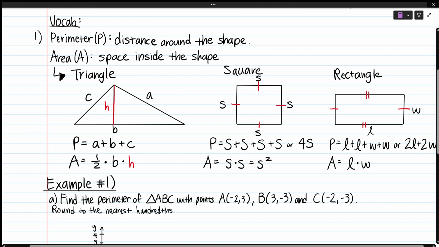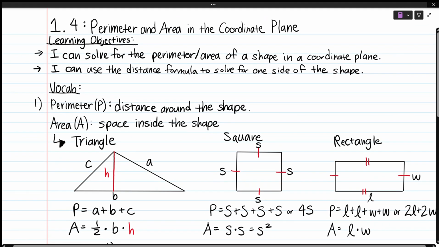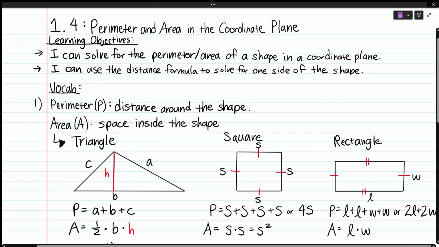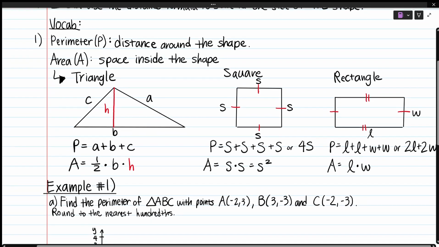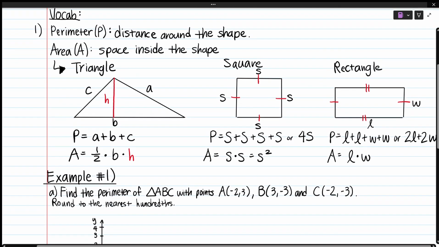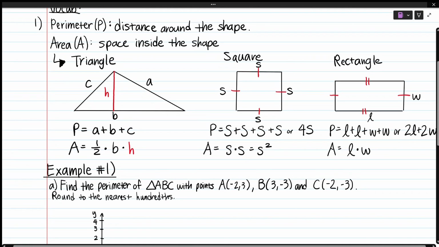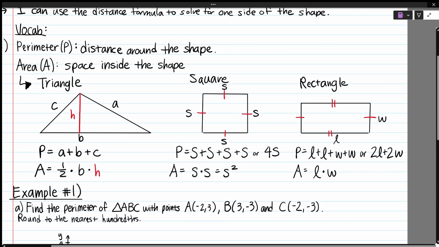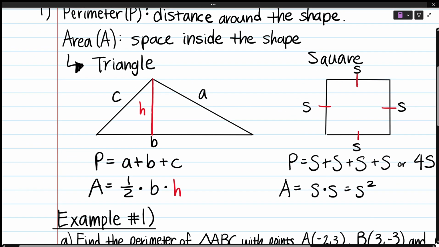Okay, so here is a review video for section 1.4, perimeter and area in a coordinate plane. I'm only going to do one of the shapes, let's just say triangles, but you should also know how to do the rest based on these definitions. So let's go over this real quick.